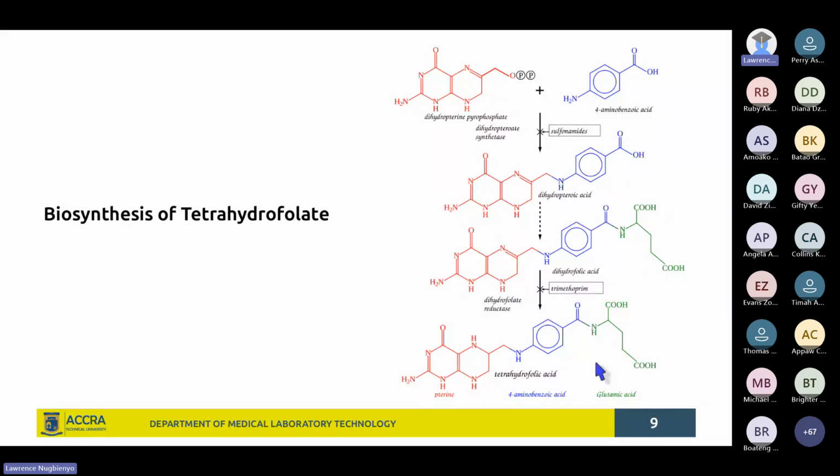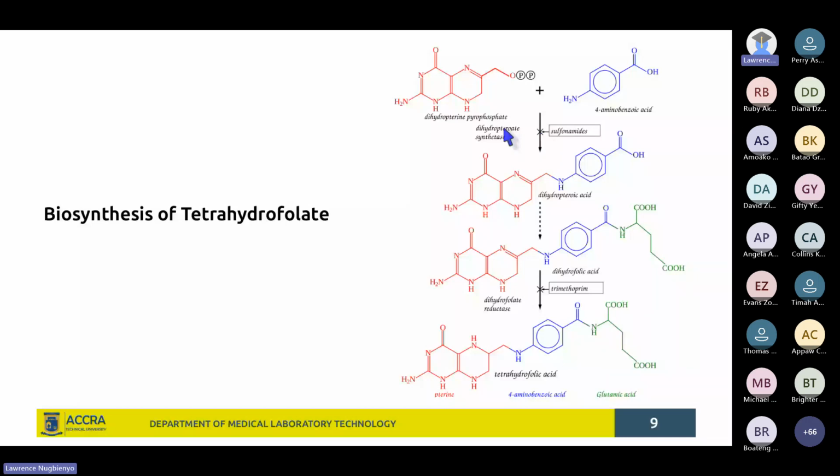Now I want you to pay attention to something. On the first arrow there's a small note, sulfonamides, and there's a cross across that arrow, which is to say that sulfonamides are inhibitors of this enzyme, dihydropteroate synthase.